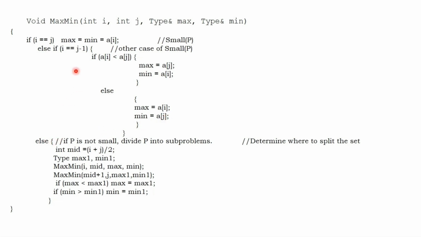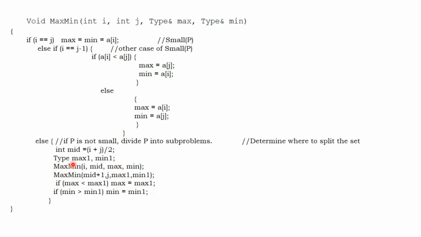Else, that means if the number of elements is more than 2, then we need to divide problem P into subproblems. So we are going to find the mid value. i plus j by 2 is going to give us the mid position. And we are going to define two more extra variables, max1 and min1. Why? We are going to have solutions to two subproblems. So max and min will contain the solutions of subproblem 1, whereas for subproblem 2 we want some other place where we can store the max and min values. So we define two different variables.